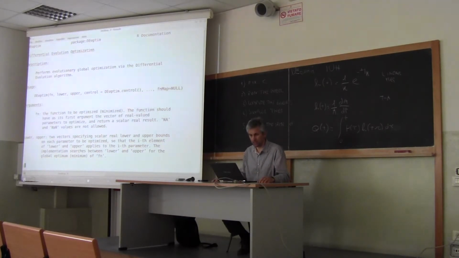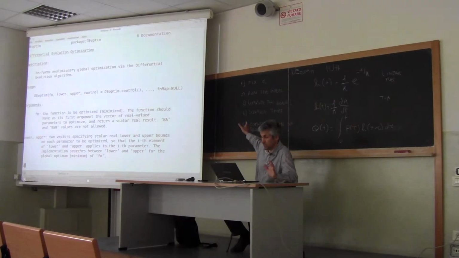Okay, so let's see. The usage is we have to use this syntax. We have to write DEoptim, and then there are arguments for this function. The first argument is fn. fn is the function to be optimized. This is a first problem for us, because we don't know how to transform our code, these steps, into a function, into an R function. It's easy, but still we have to do that.